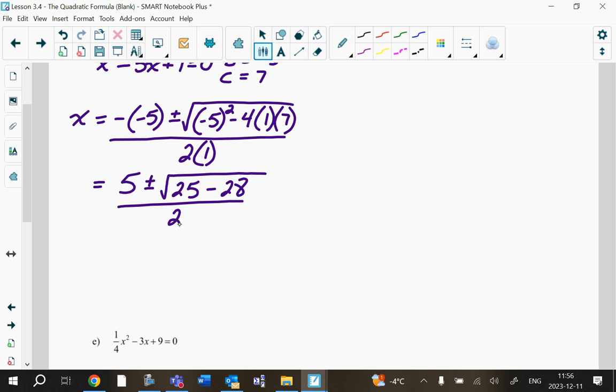I can keep simplifying under the square root. And I get 5 plus or minus the square root of negative 3 over 2. Now what? I don't know. You tell me. Does something look weird? Yeah? What's the square root of negative 3?